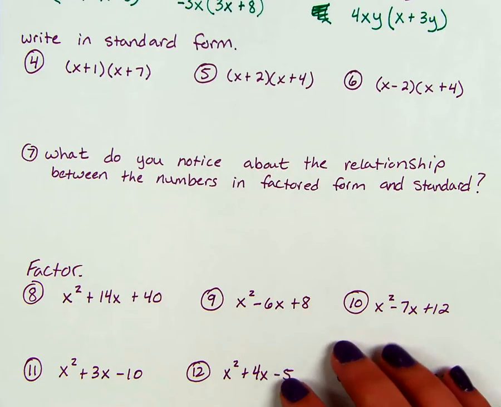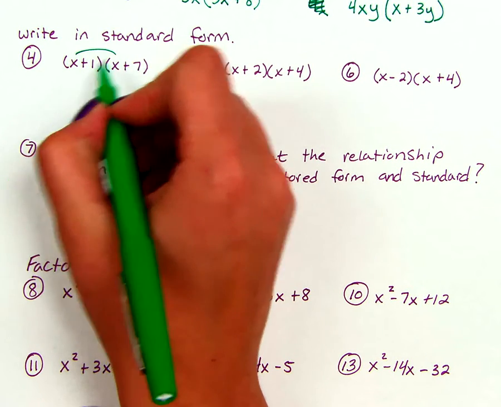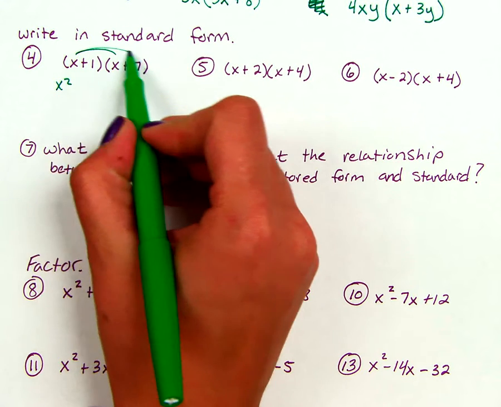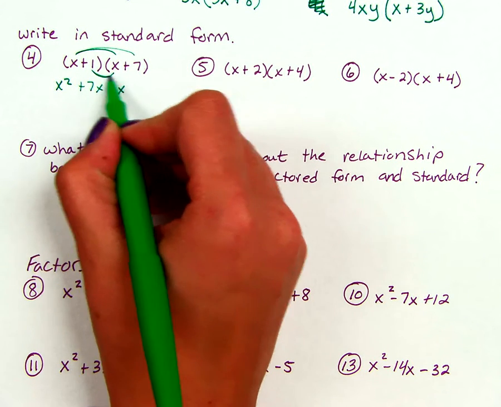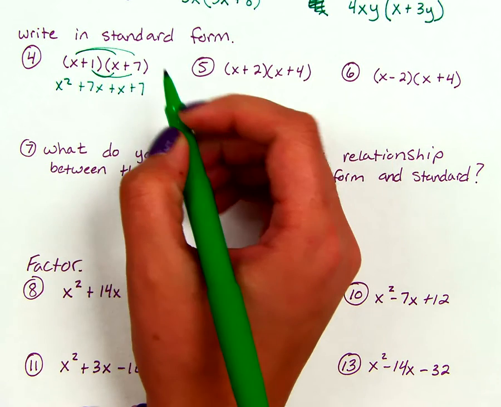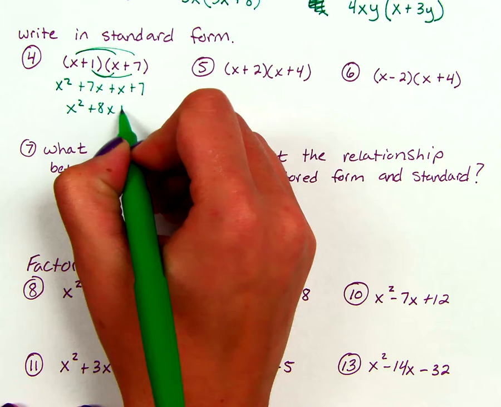All right, the next part of the lesson, we are going to write our equations in standard form by FOILing them together. And then we're going to do some comparisons to see if we can figure out the relationship between our standard form and our factored form. Okay, so for number 4, when we FOIL it, we're going to take x times x, so x squared, and then x times 7 is 7x, and then 1 times x is 1x, and 1 times 7 is 7, and then we combine like terms.